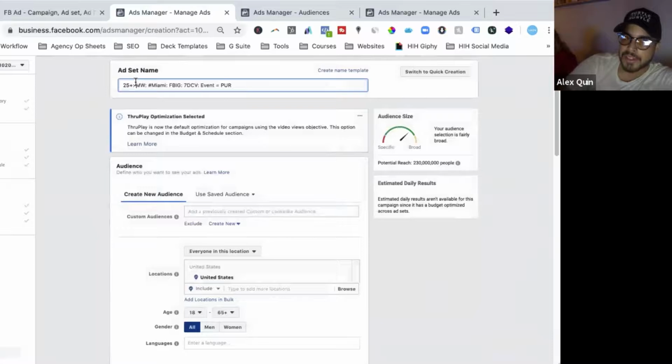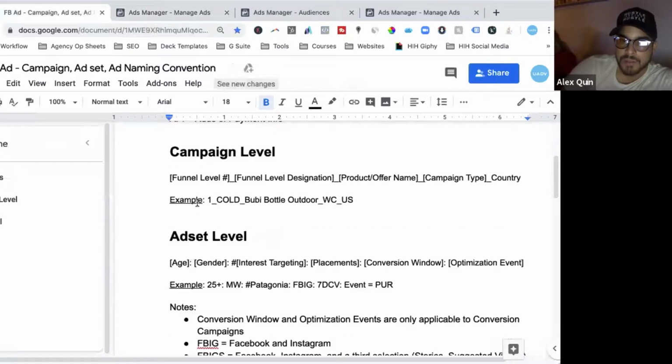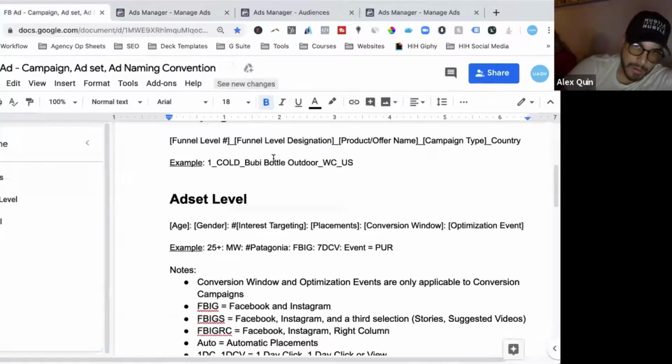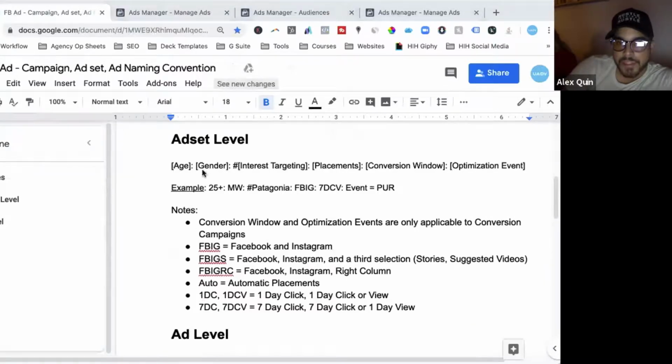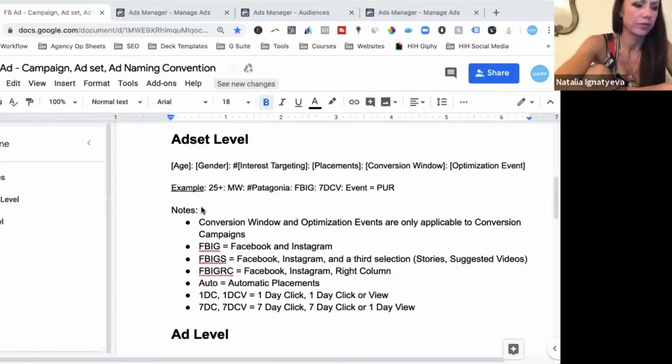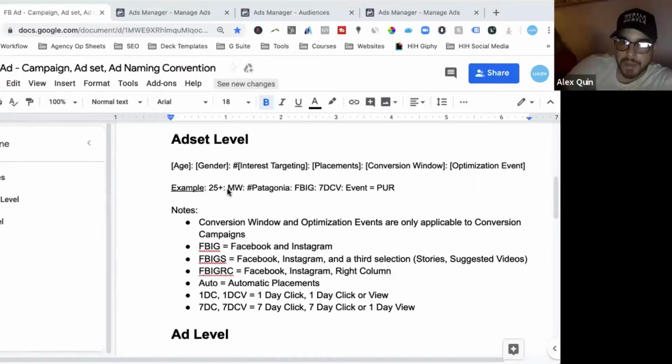So here we go into the second naming convention, which is going to be ad set, right? And this, you guys will be able to follow when you do your ads with the specific document I'm going to be sharing with you, which breaks everything down. So here we have age, gender, interest targeting, placements, conversion window, and optimized, okay? So age 25 plus, gender, men and women, interest targeting, doesn't have to be here. It could be Miami, New York, wherever. The placements are going to be on Facebook and IG, 7-day conversion window, and the event is going to be a purchase, okay? So the whole purpose of this is going to be to get people to purchase.